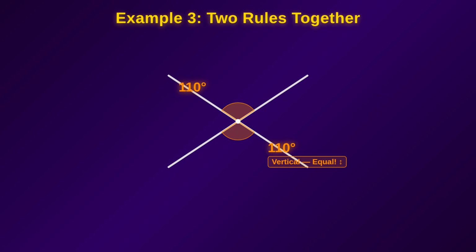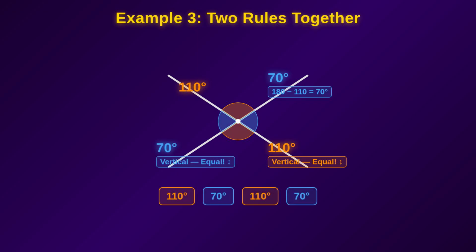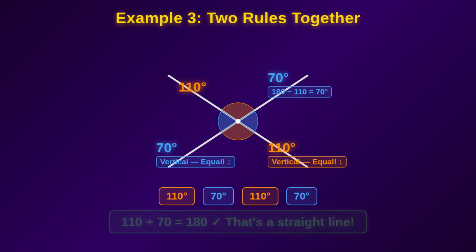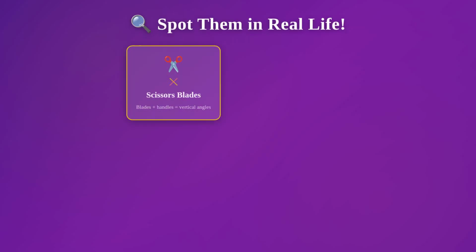Now Marcus hits the challenge problem. 2 lines cross, and only one angle is labeled 110 degrees. He needs to find all the other 3 angles. Here's how he thinks it through. The angle directly across, the vertical angle, equals 110 degrees. The angle right next to the 110-degree angle is adjacent, so it equals 180 minus 110, which is 70 degrees. And the last angle? It's vertical to that 70-degree angle, so it also equals 70 degrees. All 4 angles, 110, 70, 110, 70. Let's check. 110 plus 70 equals 180. That's a straight line. Correct.